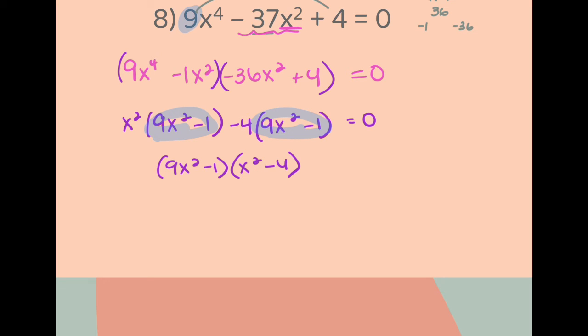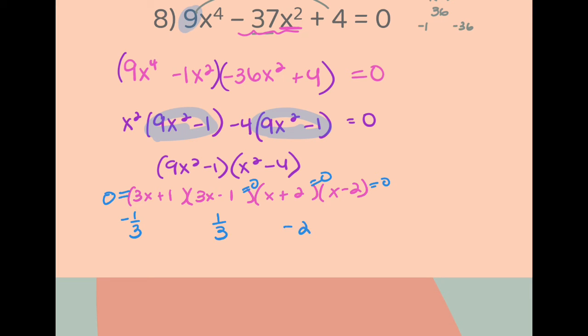I can actually keep going, or I can use my even root property to solve. So let's factor them, because this is the difference of 2 squares, 3x plus 1, 3x minus 1, and this is the difference of 2 squares, x plus 2, x minus 2. Set them each equal to 0. And I get a negative 1/3, a positive 1/3, a negative 2, and a positive 2. And those 4 are the solutions for this equation.